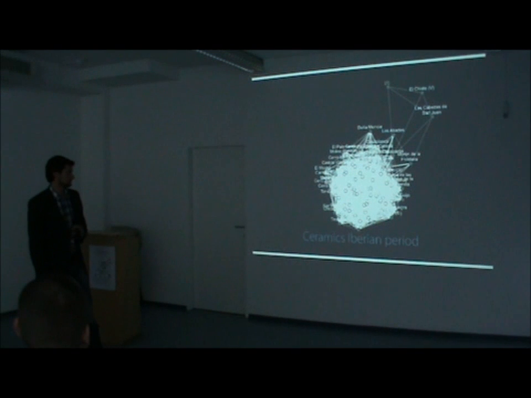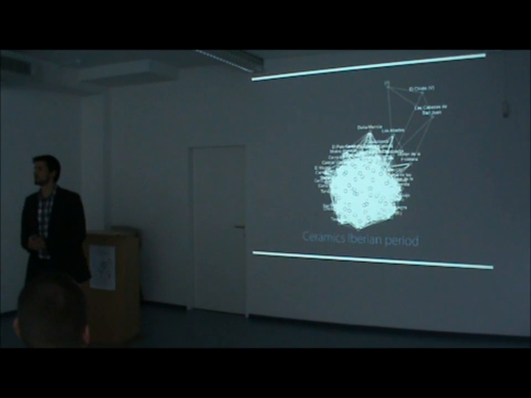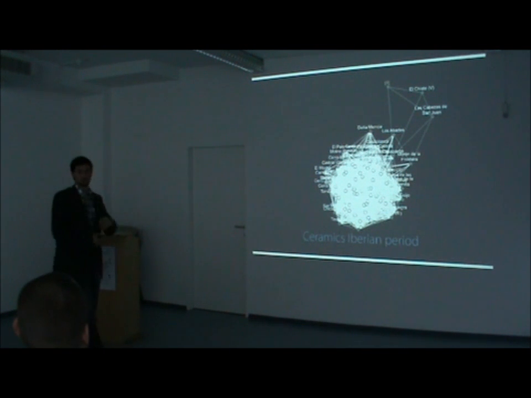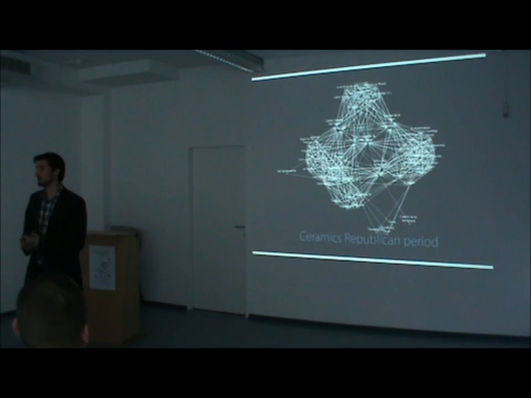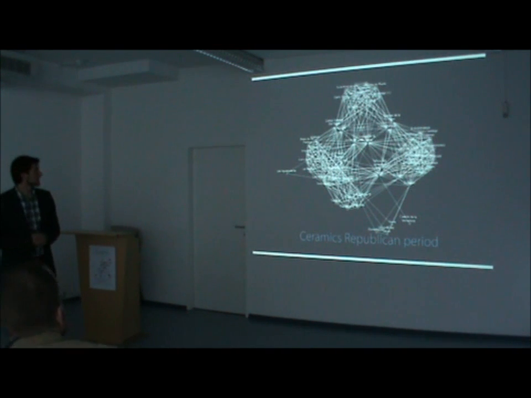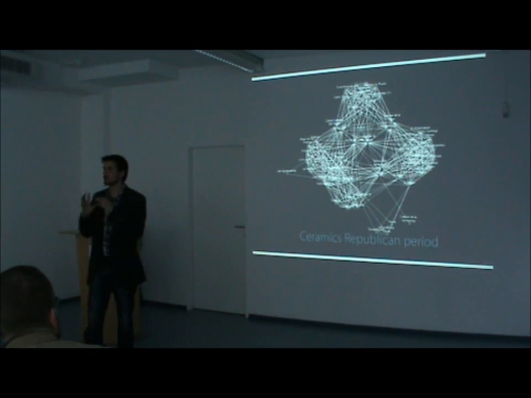So let's explore that. This is the network we get for the ceramics in the Iberian period. We see what we would expect. We see a dense ball of connections and just very few sites in the periphery. But the ceramic network for Republican times is totally different. We get different clusters, not being related to each other directly or not being strongly related to each other because they all share different ceramic types.